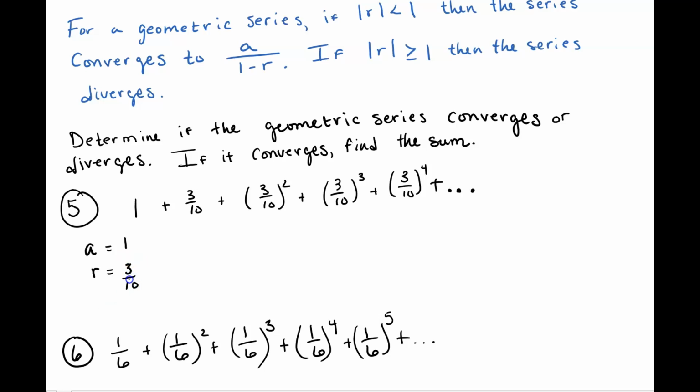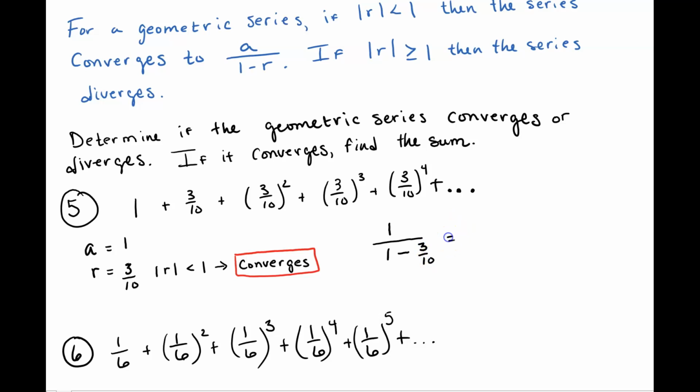All right. Well, what can I say about the common ratio r? It is less than 1. Therefore, I can make the conclusion that this one here indeed converges. So that's one of the first answers. All right. It converges. Now, the question is, what does it converge to? So we use the formula a over 1 minus r. And that is to say 1 divided by 1 minus, in this case, 3/10.